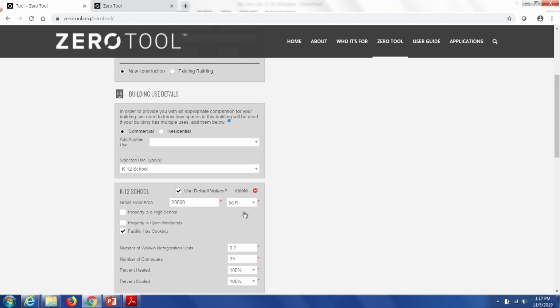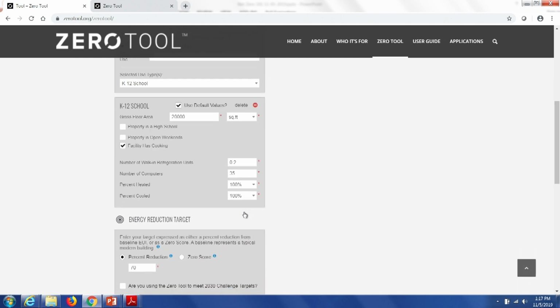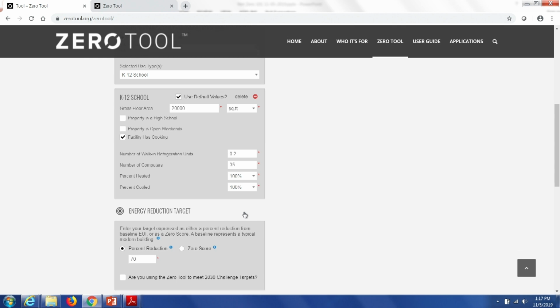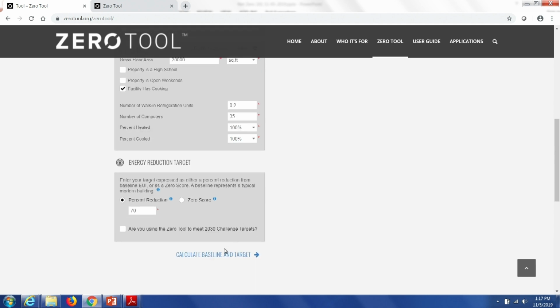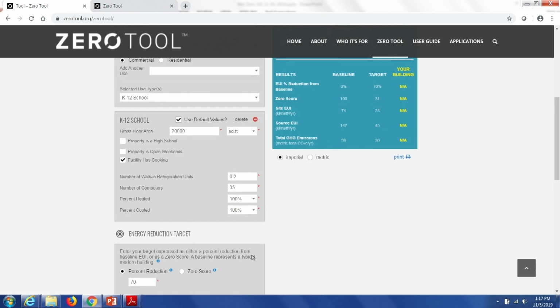So I've pretty much filled in my info. Then I get to say how much of a reduction in relation to that CBECS database I want. I'm going to say 70%. That's a good place to start if you're targeting zero net energy. Now I click here, calculate baseline and target, and it just did it for me.